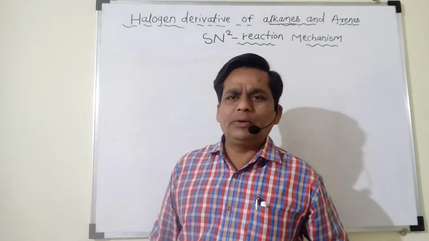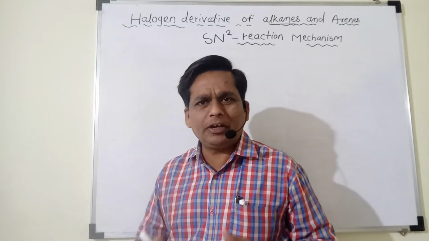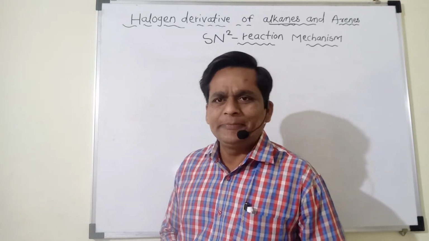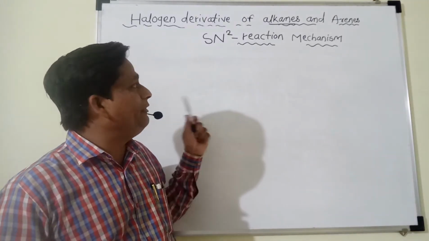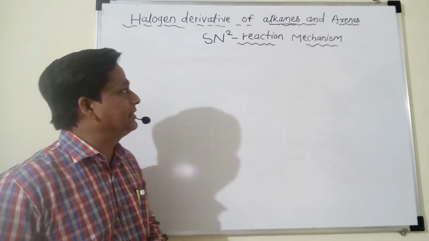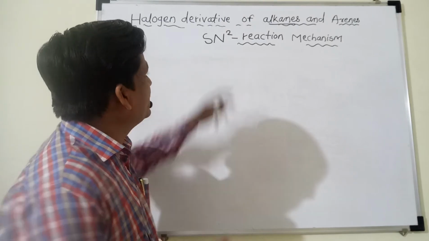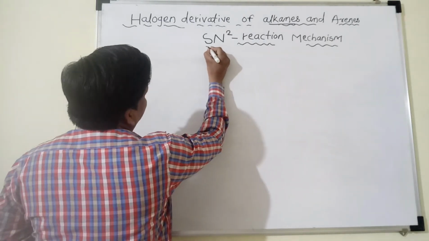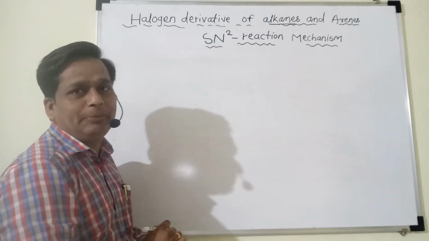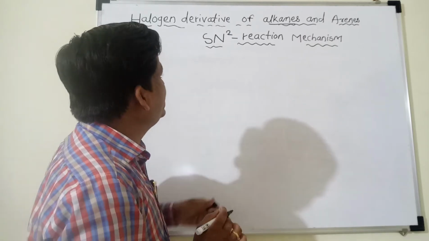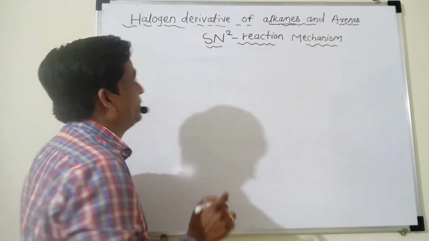So friends, today we are going to discuss a very important topic from organic chemistry, that is halogen derivatives of alkanes and arenes. From this topic, today we are going to discuss a very important reaction, that is the SN2 reaction mechanism. So first of all we see what is meant by SN2 reaction.